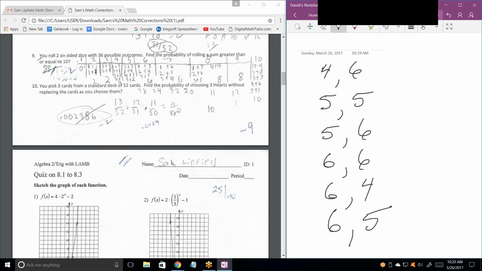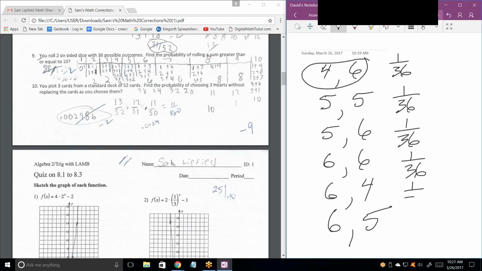Okay? So if I want to know the odds of this happening, rolling a 4 on the first die and a 6 on the second die, that's got to be 1/36. Because the odds of rolling a 4 on the first die are 1 in 6. The odds of rolling exactly a 6 on the second die is 1 in 6. Multiply them together, you get 1/36. Same analysis for every one of these possibilities. They're each 1/6 times 1/6, which means the odds of rolling the dice in this exact sequence are all 1/36.